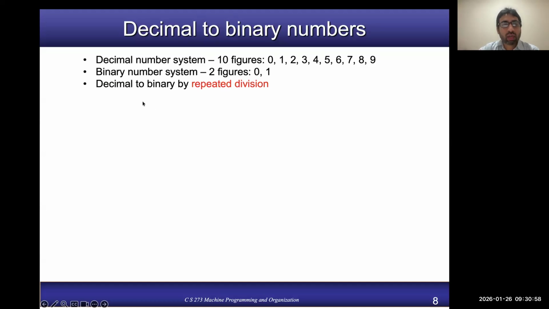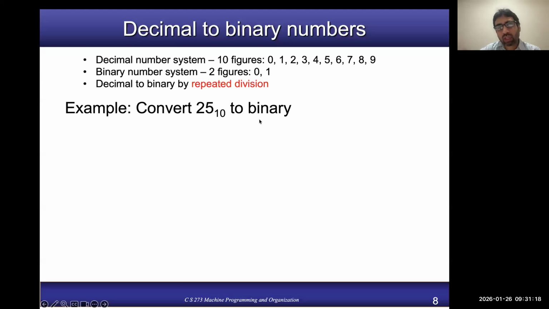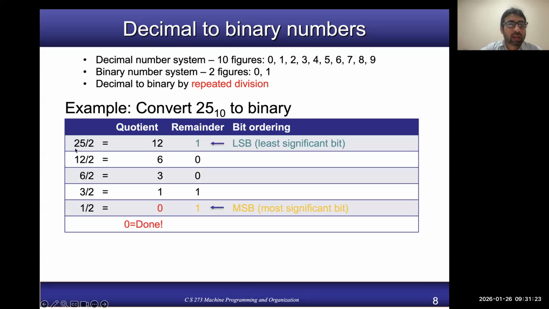So how do we convert a decimal number to binary form by using repeated division? Let me show you with an example. Suppose we want to convert 25, a number in decimal form, to binary form. After conversion, it should have only zeros and ones, nothing else. For that, first you divide 25 by 2. Why by 2? Because we are converting to binary form, and the base of binary is 2.